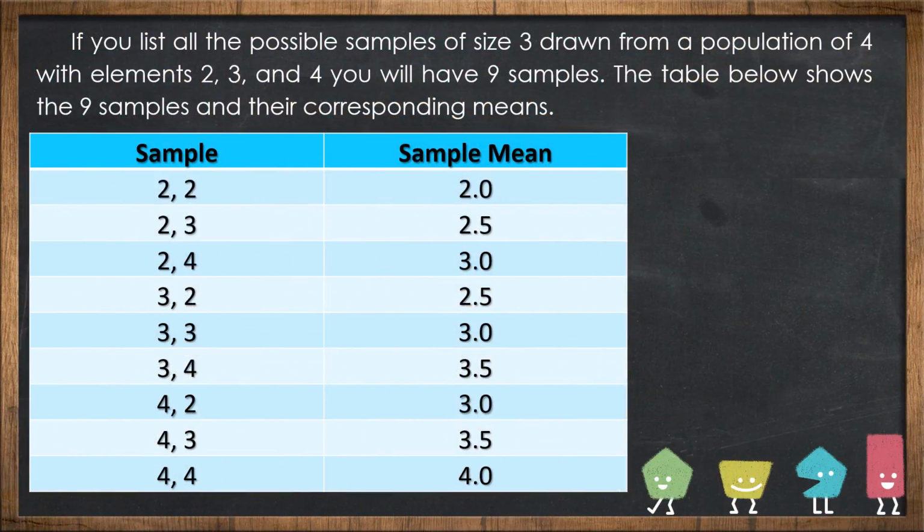So, if you list all the possible samples of size 2 drawn from a population of 3 with elements 2, 3, and 4, you will have 9 samples. The table shows the 9 samples and their corresponding means. So, as what we have here, we have samples (2,2), (2,3), (2,4), (3,2), (3,3), (3,4), (4,2), (4,3), (4,4). That is 9. And the possible sample means are 2, 2.5, and so on and so forth.